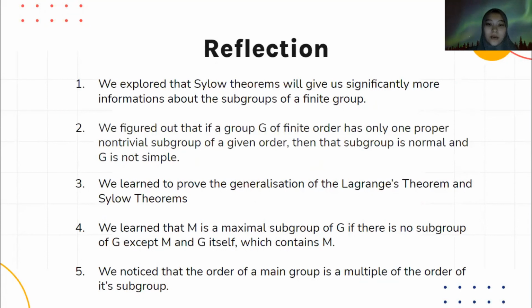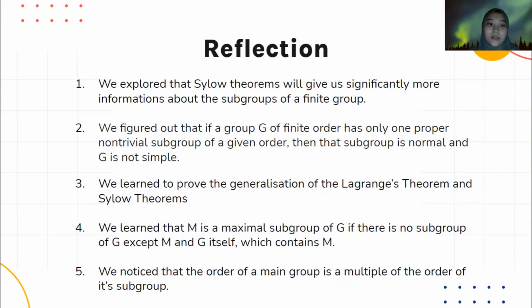So the last one, we would like to reflect on what we have studied and learned from this topic, which is Sylow P subgroup of a group. So the first one is, we explore that Sylow theorems will give us significantly more information about the subgroups of a finite group. And secondly, we figure out that if a group G of finite order has only one proper non-trivial subgroup of a given order, then that subgroup is normal and G is not simple. And the third one is, we learn to prove the generalization of the Lagrange theorem and Sylow theorems.